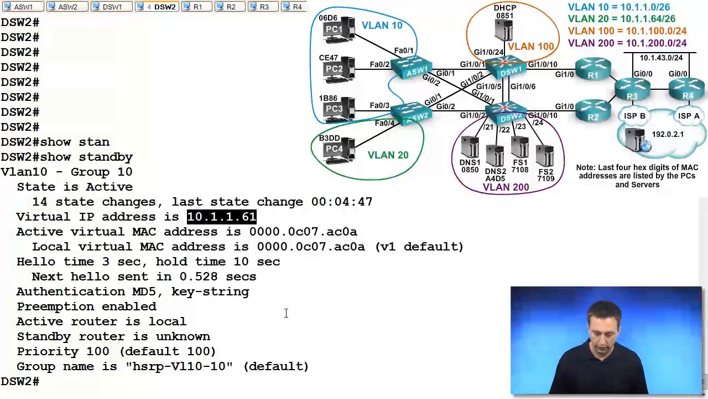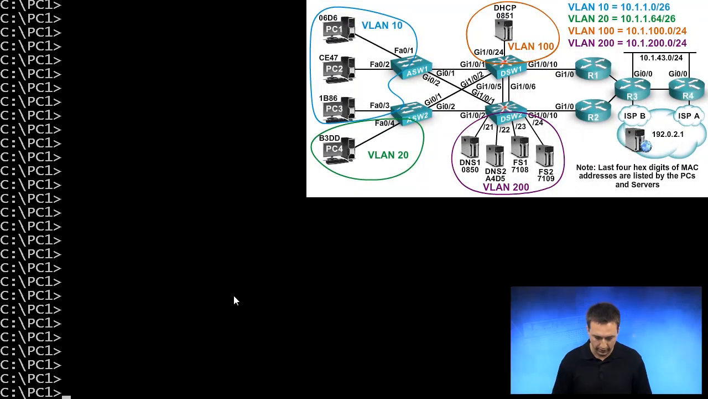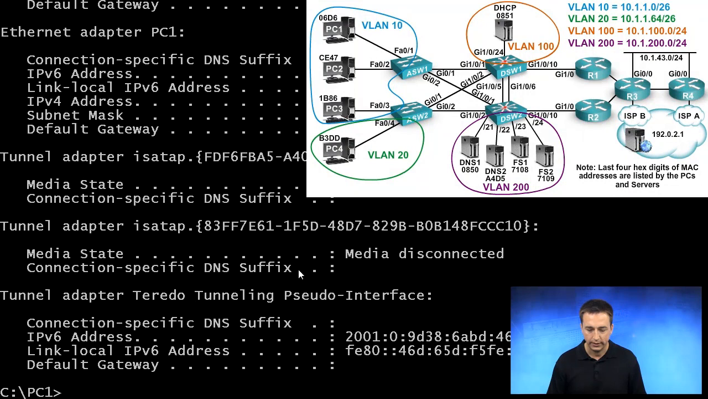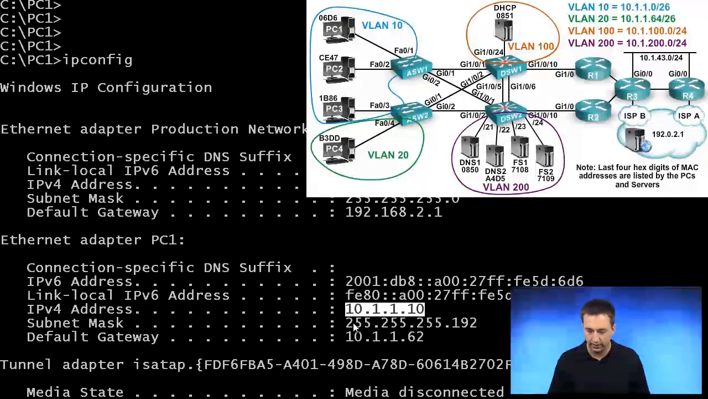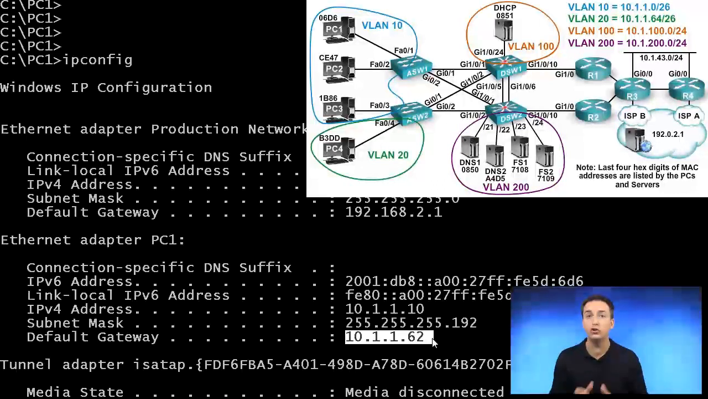For example, let's take a look at PC1 right now. If we type in ipconfig, we'll see based on its IP addressing that it has an IP address of 10.1.1.10/26 and a default gateway of 10.1.1.62. So it's configured with the correct virtual IP address. The problem is that the standby router DSW2, which has taken over as the active router, is configured with the wrong IP address. So PC1 says, hey, I need the MAC address of 10.1.1.62. Is there anybody out there to respond?